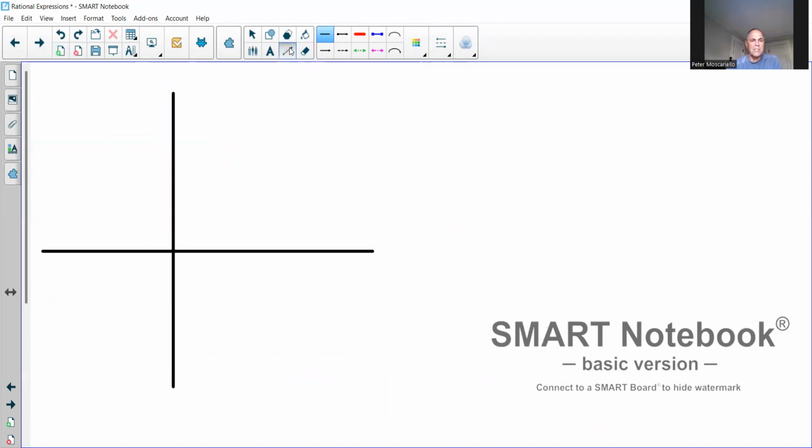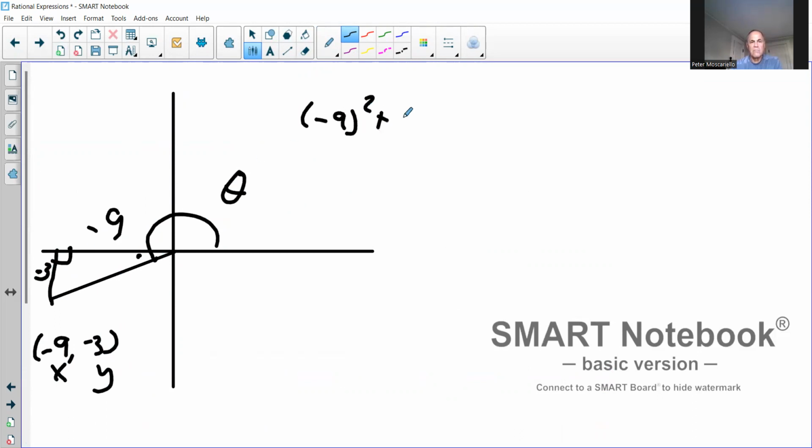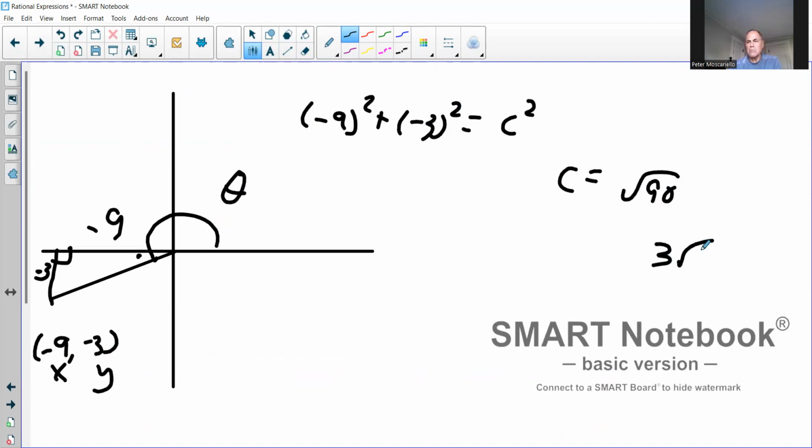-9, -3 is going to be over here, maybe something like that, right? Isn't that where -9, -3 might be? All right, we draw our triangle of reference. This is the entire angle, but we use that angle there. So xy, x is -9, y is -3. By Pythagorean theorem, c squared, so c is going to be the square root of 81 plus 9, square root of 90, which is 3 √10.